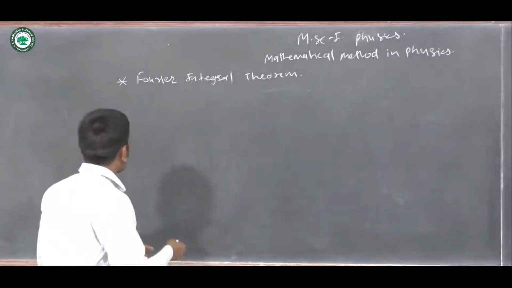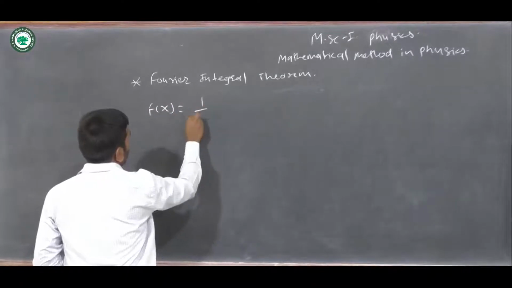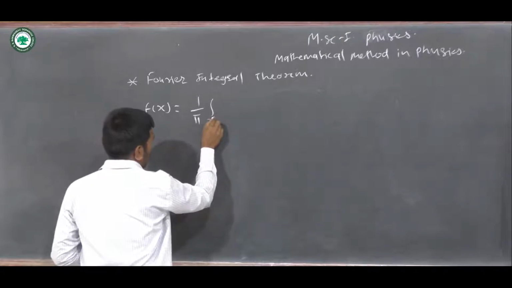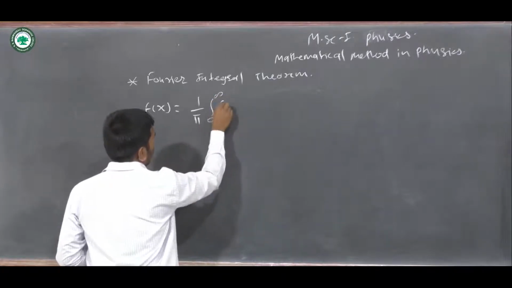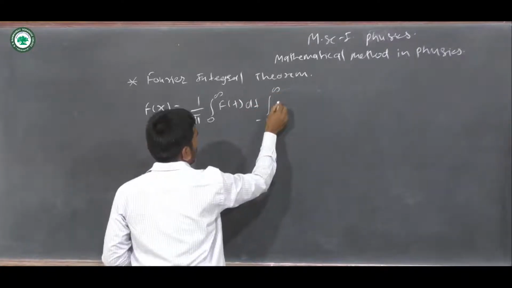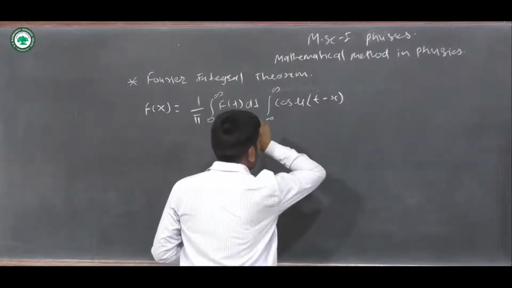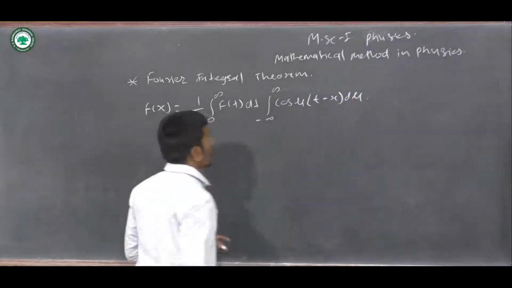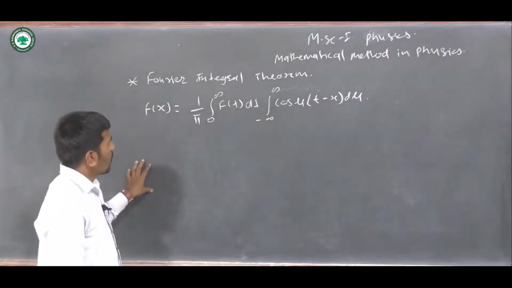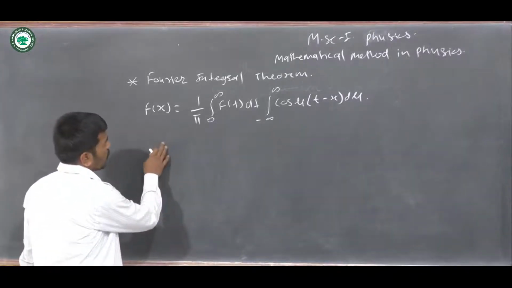So the statement of this theorem, that is f of x is equal to 1 over pi, integration from 0 to infinity of f of t dt, and minus infinity to plus infinity of cos u(t minus x) du. Okay, so this is the statement of this Fourier integral theorem. Okay, so we are going to prove this Fourier integral theorem.